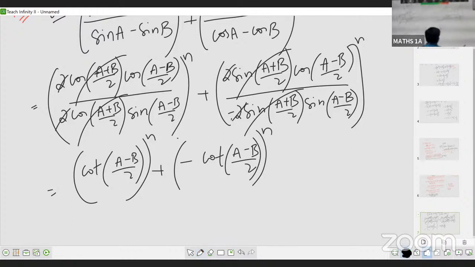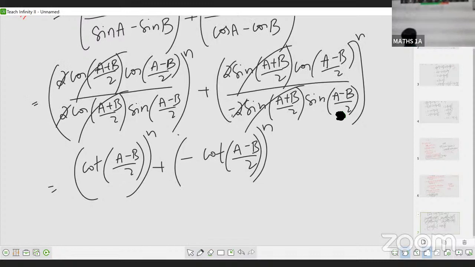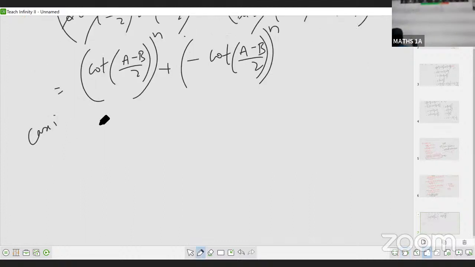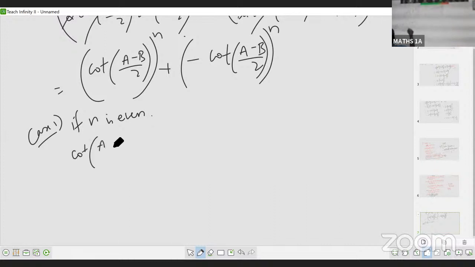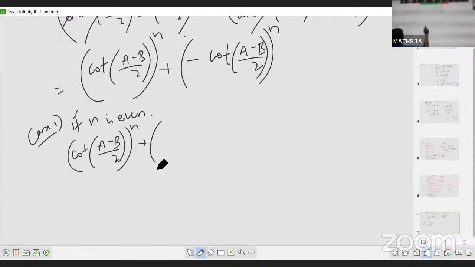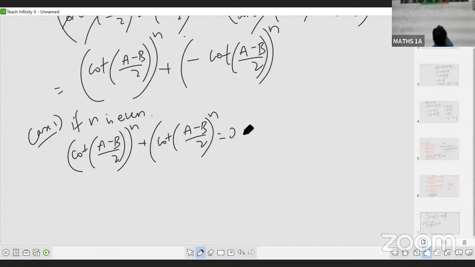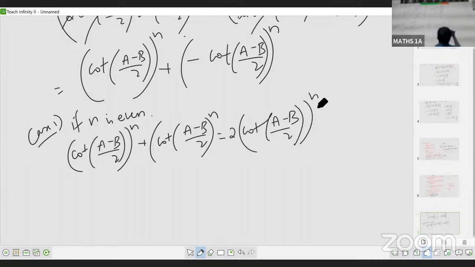Condition starts. Case 1. If n is even, then cot of A minus B by 2 whole power n plus, since n is even, this minus becomes plus, cot of A minus B by 2 whole power n. That is nothing but 2 cot of A minus B by 2 its whole power n.